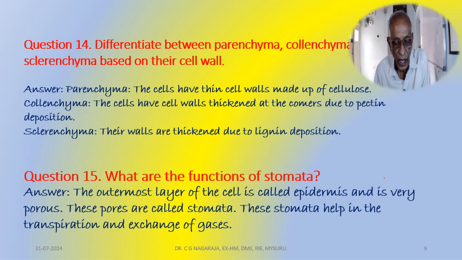Stomata have two bean-shaped cells, which are called guard cells, and these two guard cells have a small pore, and all these together are called stomata. I will show you how to draw a stomata later on. These stomata help in transpiration and also in exchange of gases.